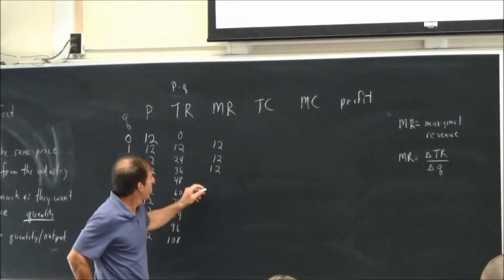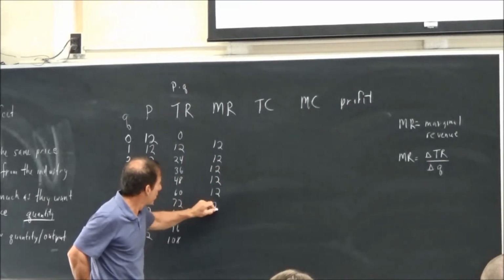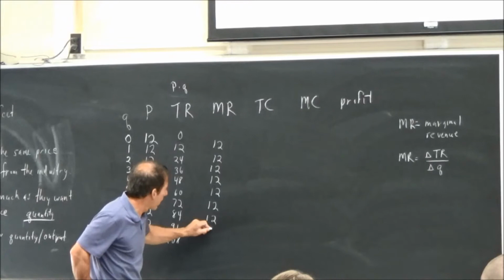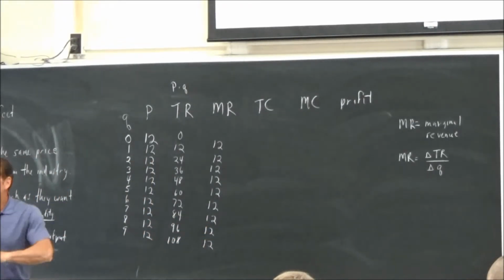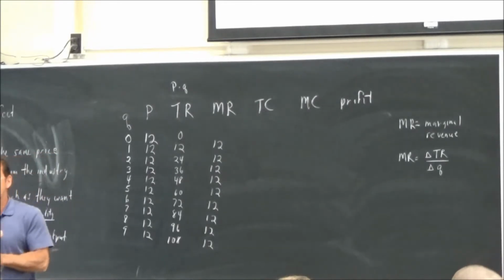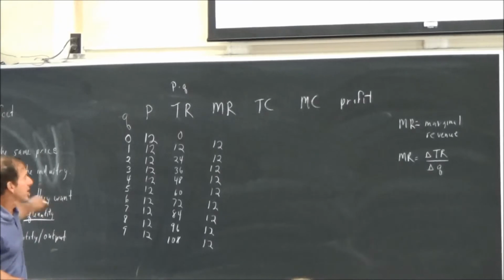12, right? We can keep going, 12. The difference between these two is always 12. So every time we sell one more unit, we bring in $12. That's not going to be true when we do other market structures, but in perfect competition, they can keep the price the same and keep getting the same amount of business. That's part of that assumption.